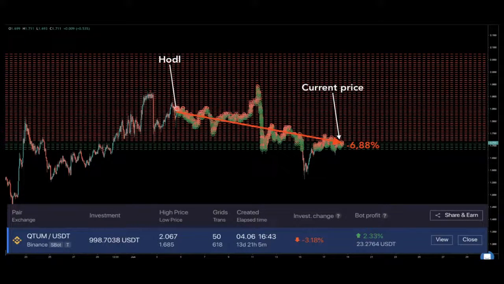So you see that during this market fall, the bot has managed to accumulate profits for you, and this profit is used to offset the negative value change of your falling base currency. All right. So instead of having a minus 6.88% loss, you only have minus 3%, and that's thanks to the algorithm, thanks to the automation. That's what we call loss minimization on the falling market.